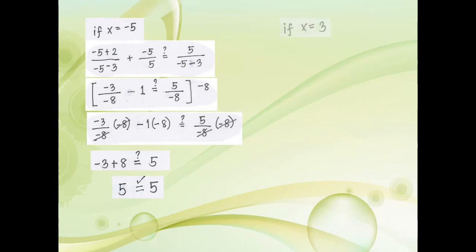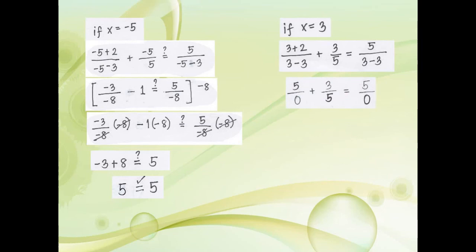If x is equal to 3, so 3 plus 2 over 3 minus 3 plus 3 over 5 is equal to 5 over 3 minus 3. So that results to 5 over 0 plus 3 over 5 is equal to 5 over 0. We all know that any number divided by 0 is undefined. Therefore, x is equal to 3 is not a solution to the problem. So the solution is negative 5.